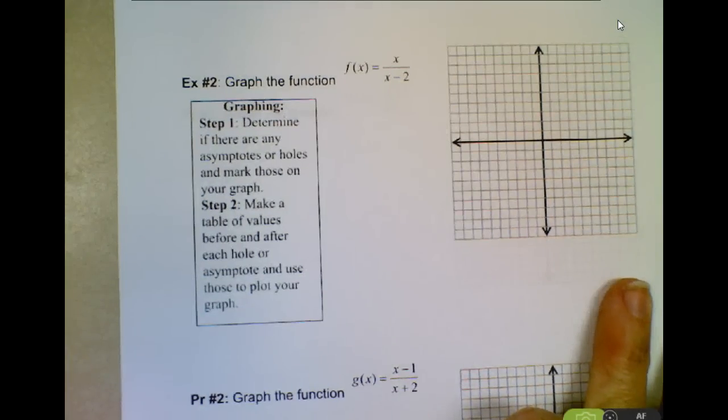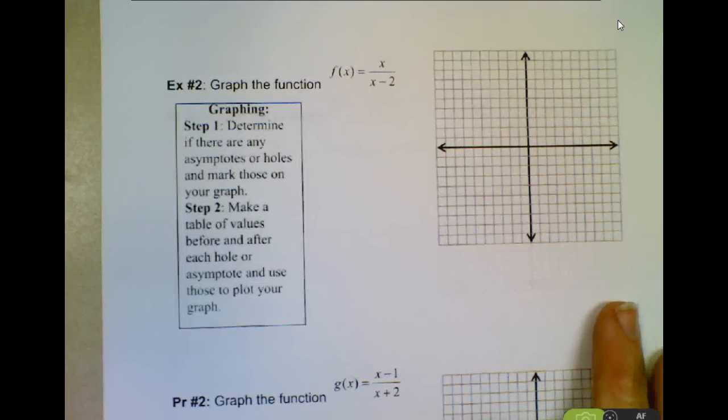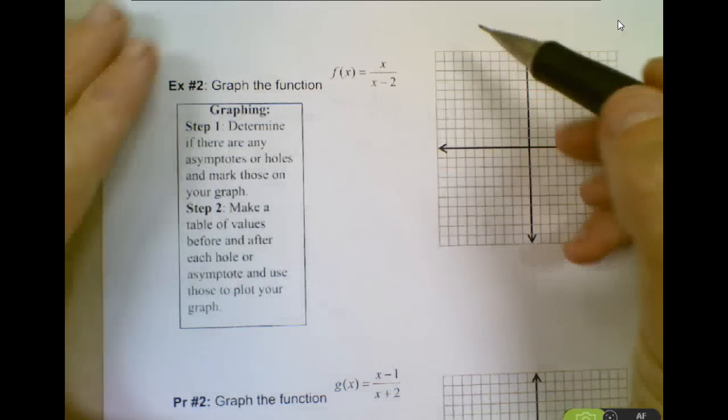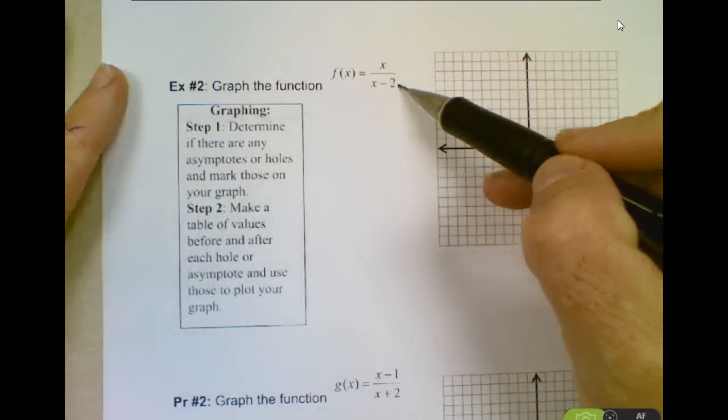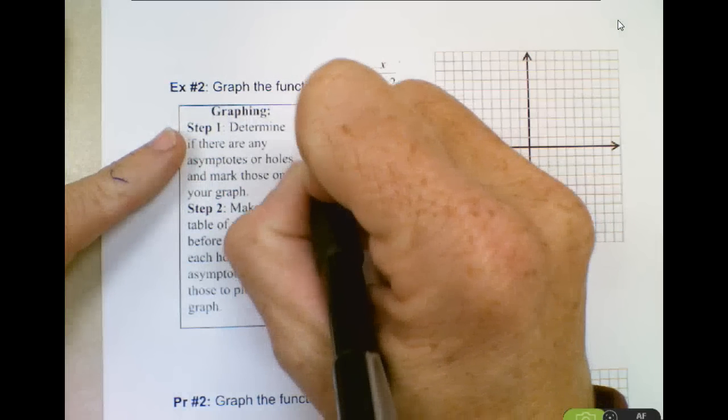With rational functions, I do find it easier to make a table of values. Once we figure out where the asymptote is, I think it's much easier to just use a table of values to graph. So for this first one, determine if there are any holes or asymptotes. In this case, we would only have an asymptote. We don't have a factor that cancels on the top and the bottom.